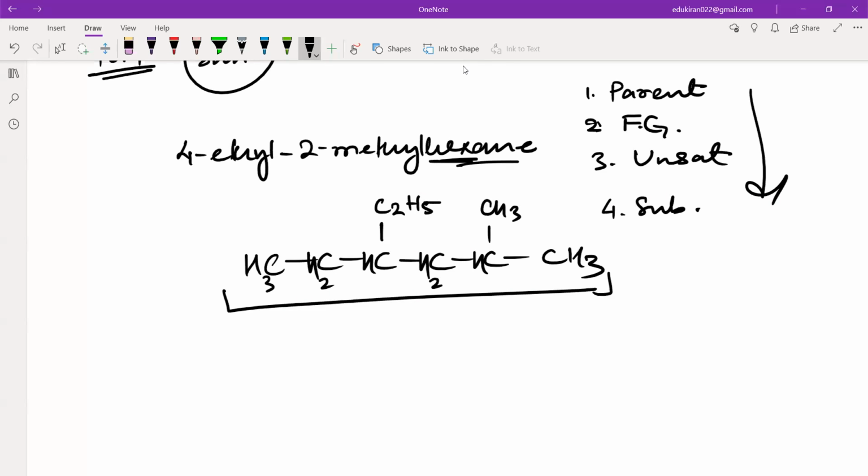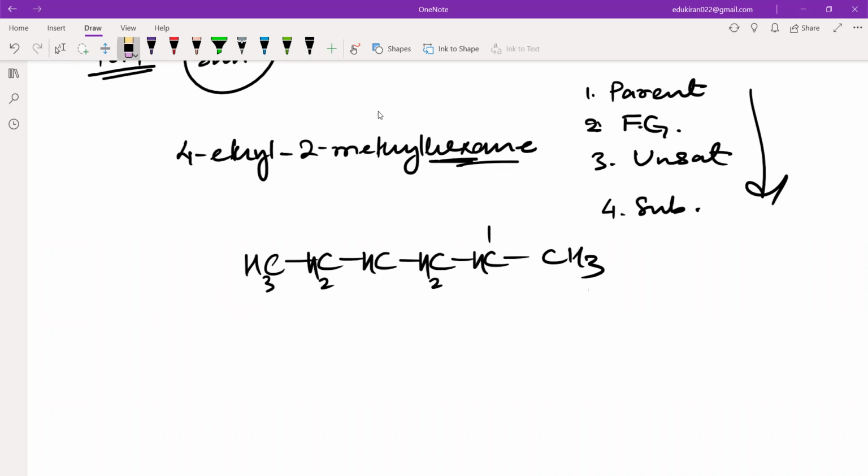Then you can put the hydrogens elsewhere. Yes, Muhammad Umar, got it? Okay, so I can number it from anywhere. I can number it 1, 2, 3, 4, 5, 6 like this. Also, I can also number 1, 2, 3, 4, 5, 6. Right now, you can choose any of the numbering. It doesn't matter, but you have to choose any one.